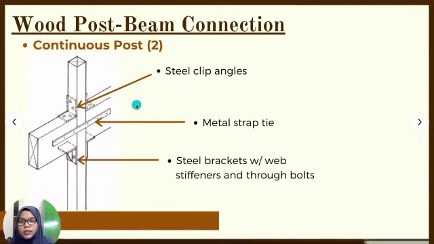The next one is also a continuous post. So to join the continuous post and separated beam together, we use steel clip angles, metal strap tie, and steel brackets with web stiffeners and through bolts. Web stiffeners are the things here, the right angle triangle here.